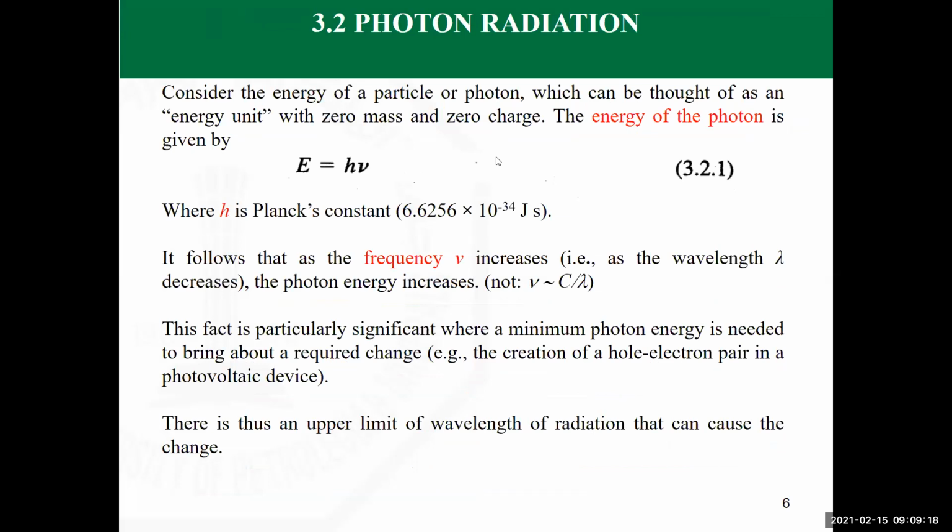One way to represent the energy associated with the radiation is through the photon radiation concept, where the energy E is given by h, the Planck constant, times the frequency. h is a constant, and the value of the Planck constant is given here as 6.6256 × 10^-34 joule-seconds.